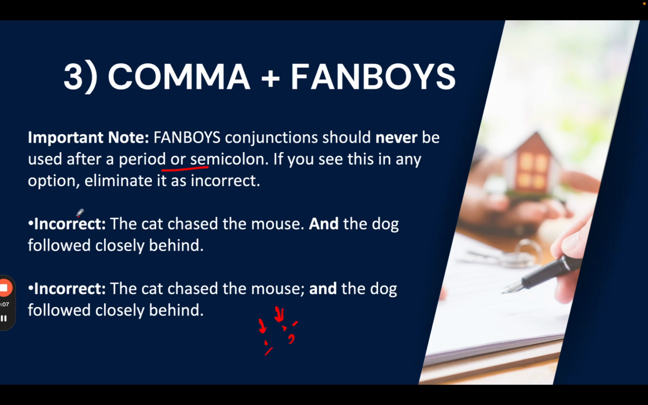So it's incorrect. Let's look at this incorrect sentence. The cat chased the mouse, period, and the dog followed closely behind. Like the rule just said, you cannot start a sentence with a FANBOYS, so a period and is definitely going to be wrong. How do I correct this? I'll remove this and just put a period, right? Or I can go for a semicolon, or I can go for a comma and, right? This is something that we can do. Similarly, a period goes wrong, so a semicolon will always go wrong, right? I hope you understood this one.